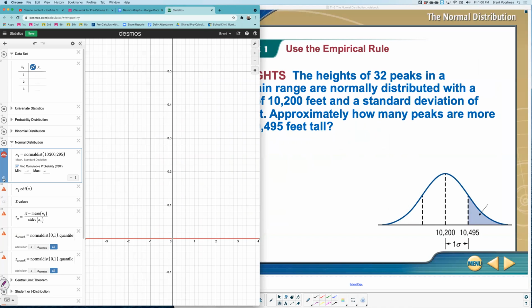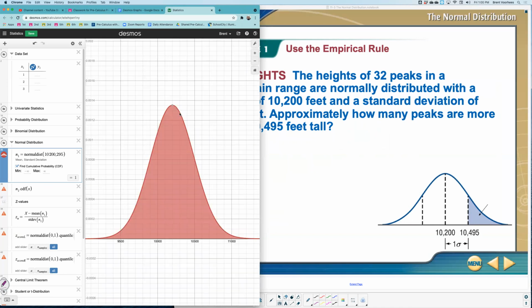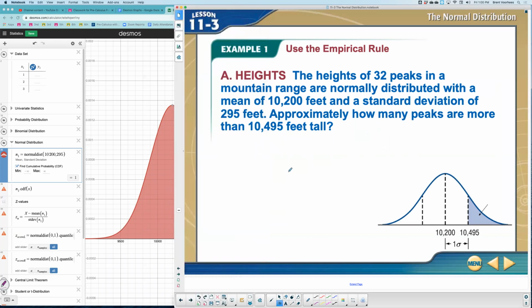295. And now I'm going to hit this zoom. And so here's our normally distributed data. You might notice that if the mean here is 10,200 feet and one standard deviation is 295 feet, that the value 10,495, that is the mean plus one standard deviation. If you added these two together, the mean plus one standard deviation would be 10,495 feet.